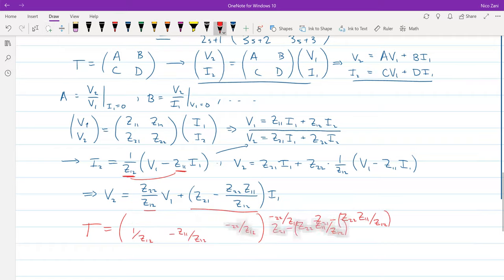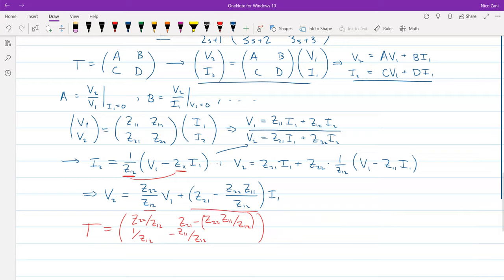And there you go. So that is what the matrix should look like.